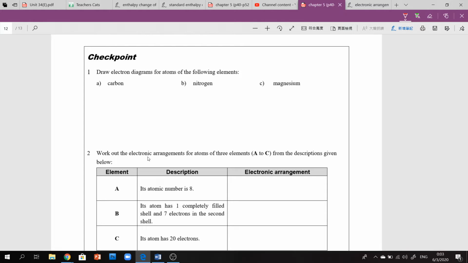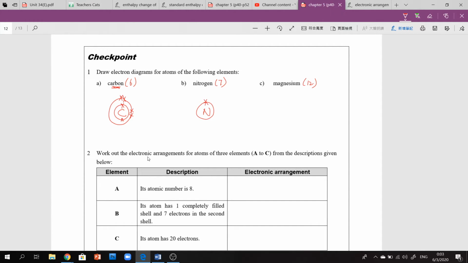Draw the electron diagram for the atoms of the following elements. First one, carbon. Carbon is atomic number 6. I give you a hint: nitrogen is 7. Magnesium is 12. First of all, carbon here. First shell, 2. And then second shell, the remaining 4 electrons. So here comes 4. 1, 2, 3, 4. Okay, that's it.